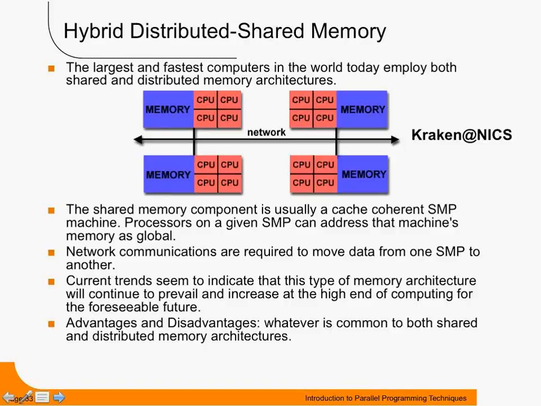And here is distributed shared memory, where each node has multiple CPUs. As I mentioned, it has 12 cores per node. So here are 12 CPUs and memory, 12 CPUs and memory, 12 CPUs and memory, 12 CPUs and memory. And they are connected to the network.